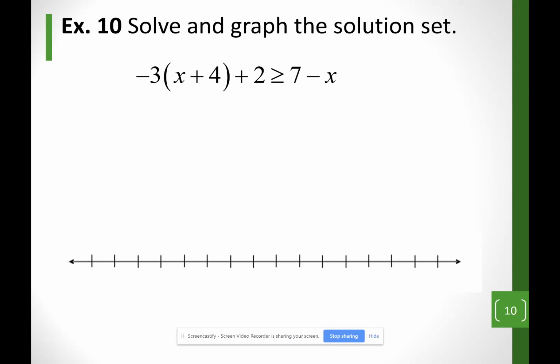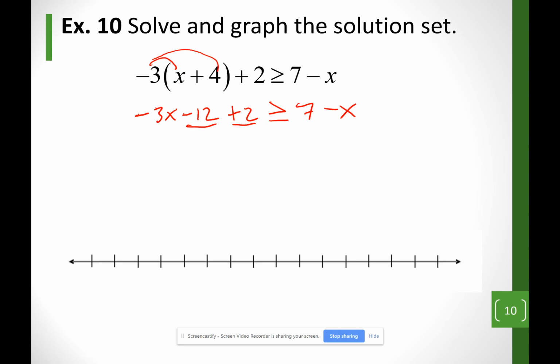Continue our work with inequalities. So here I see parentheses. Let me get rid of parentheses by distributing the negative 3 to the inside. So I have negative 3x minus 12, then plus 2 greater or equal to 7 minus x. The left side, I can simplify it. I can combine my like terms.